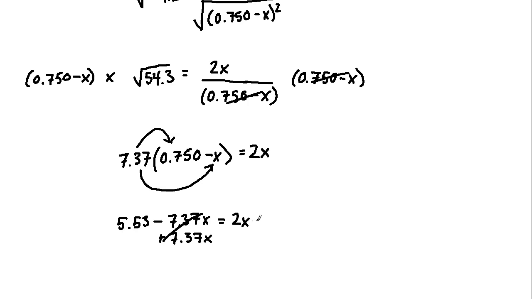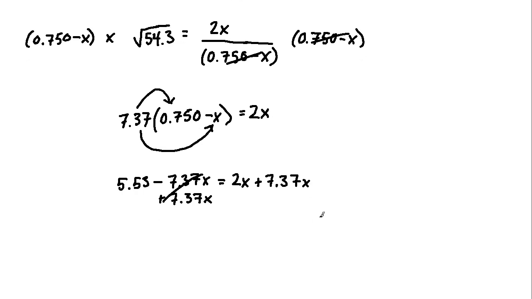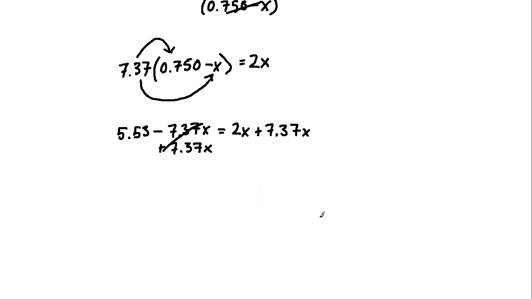So I would also want to do the same thing over here. I'm going to add 7.37x. Right, so 2x plus 7.37x is going to be 9.37x, and that would be equal to the 5.53 that's left. So 5.53 is going to equal 9.37x. And now I can easily solve for x.